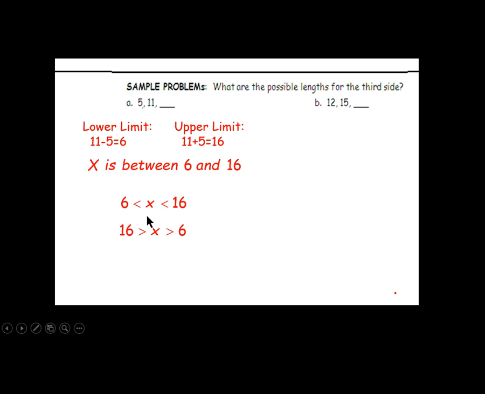Again, we found those two numbers, those limits, by simply adding the two sides and subtracting the two sides that we had. If you subtract them and get a negative, then just switch the order. If you do 5 minus 11, you'll get negative 6. But then you just switch it and do 11 minus 5 to get positive 6. We're not doing triangles with negative side lengths. Take a moment and find the upper and lower limit for the second set of numbers, 12 and 15.